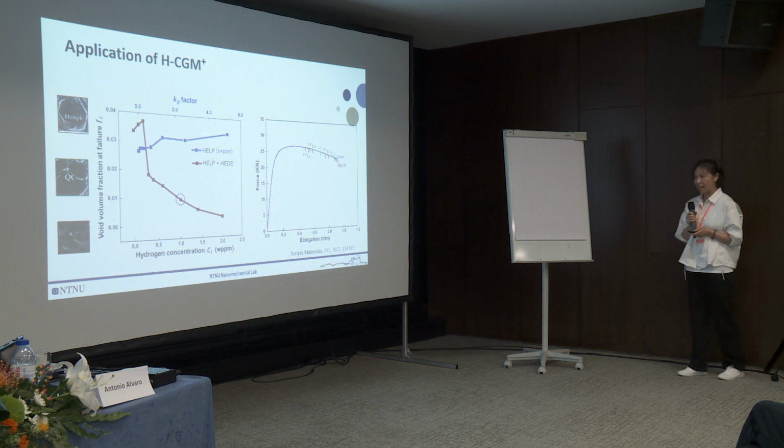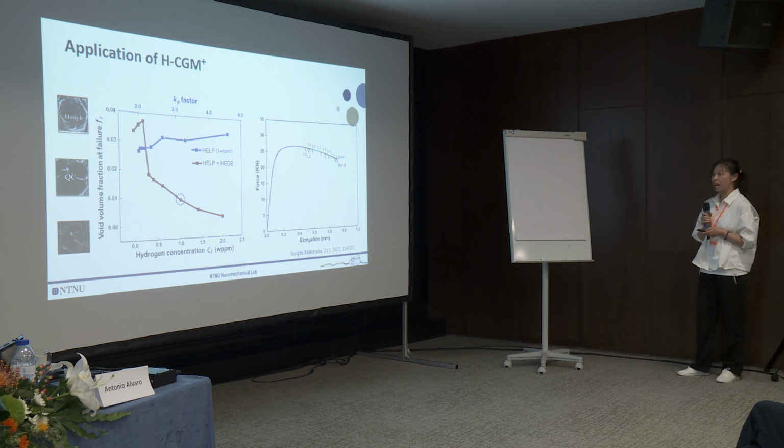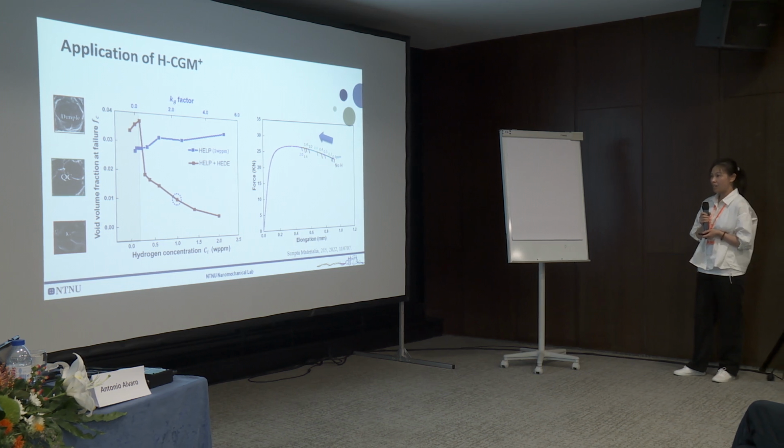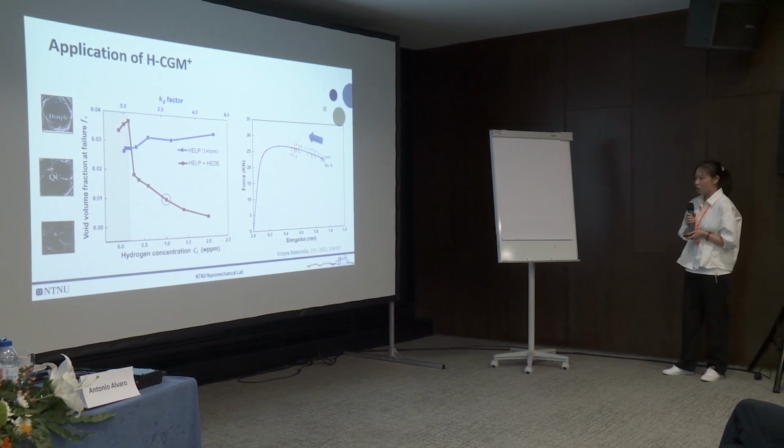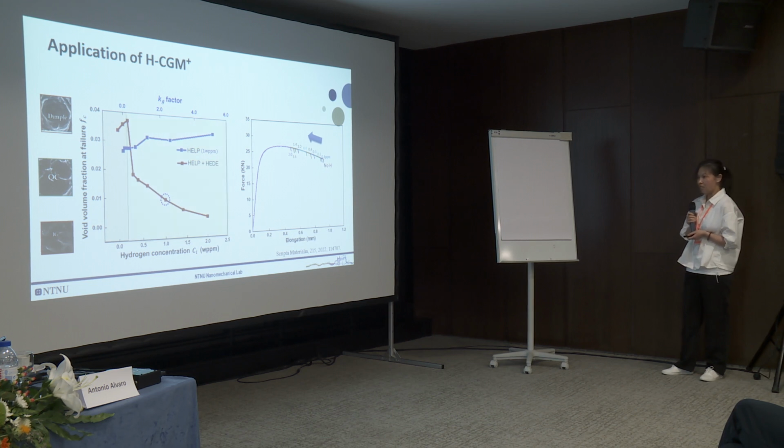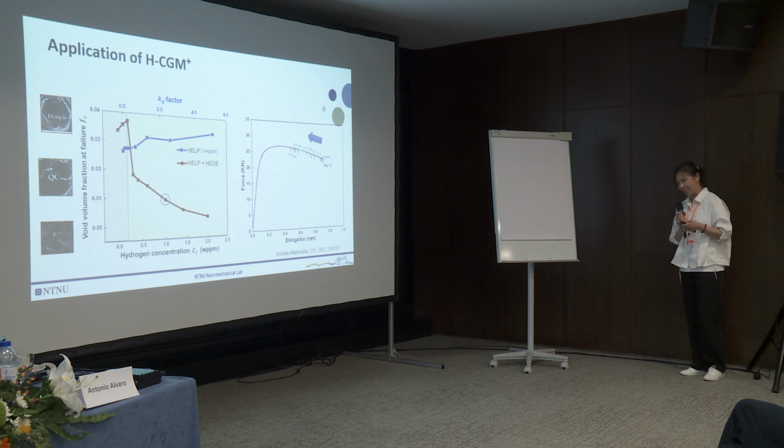This slide shows that our H complete Gurson model plus predicts a suitable void volume fraction at fracture. Here we can see that with the increase of the hydrogen concentration, the ductility decreases. Also for the fC values, when HELP is dominant, fC will increase a little bit with the increase of hydrogen concentration. But in the HEDE-dominated area, the fC values will drop largely. So this is in accordance with many experimental results.